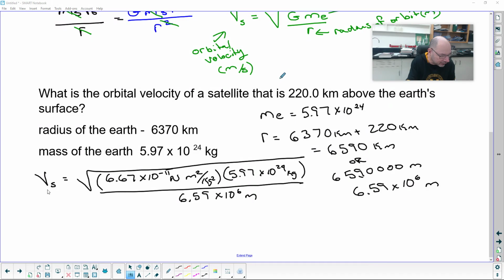So I get about 7,773. If we go to 3 significant figures, I get 7,770, so 3 sevens, meters per second. So that would be our orbital velocity. You're flying around there at a fairly quick rate.